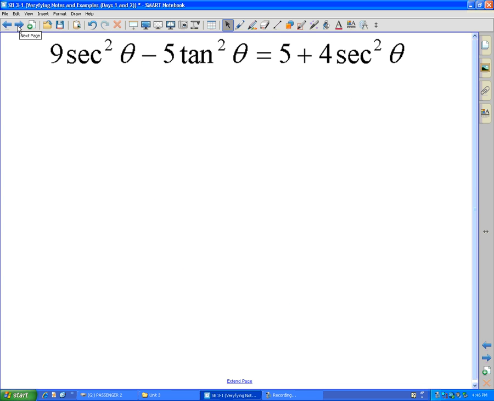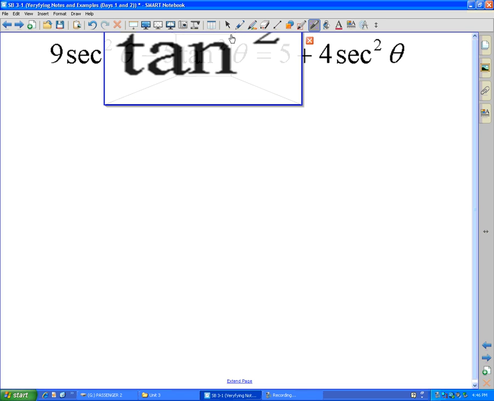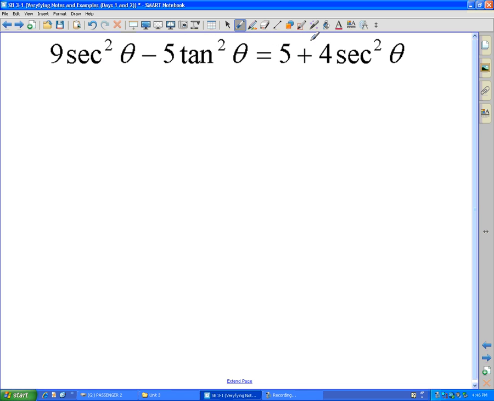There's a couple different ways you could attack this, but I think the best way to do this problem is to just ask yourself this question. What do I see on the left? Well, I see some secant squareds and some tangent squareds. What do I see on the right? Well, I see some secant squareds, but I don't see any tangent squared. So logically what this means is I want to get rid of these tangent squareds. I want these dudes right here to go away. Bye-bye tangent. So let's make them go away through the magic of substitution.